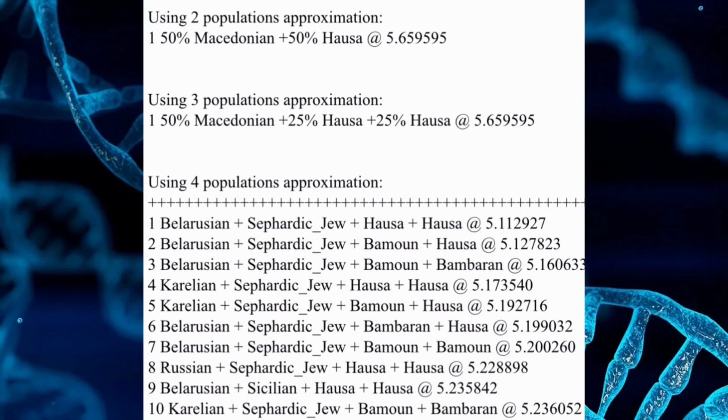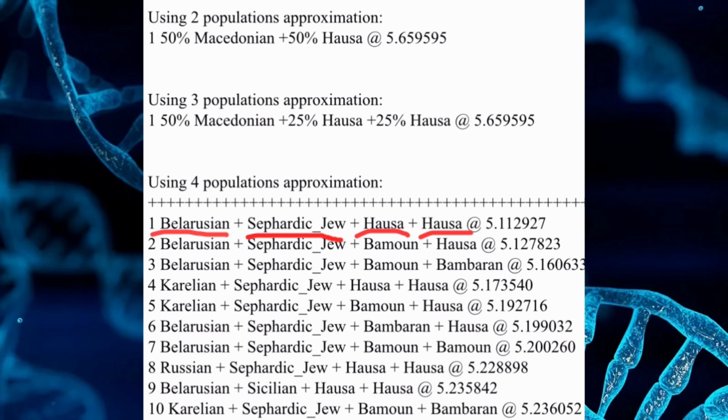And now for the 4 population approximation, again, this is the equivalent of if I had 4 grandparents from 4 different countries, and this is all my ancestry consisted of was these 4 groups. So we have 25% Belarusian, 25% Sephardic Jew, and 50% Hausa. They are so insistent on Hausa. I gotta look more into them.